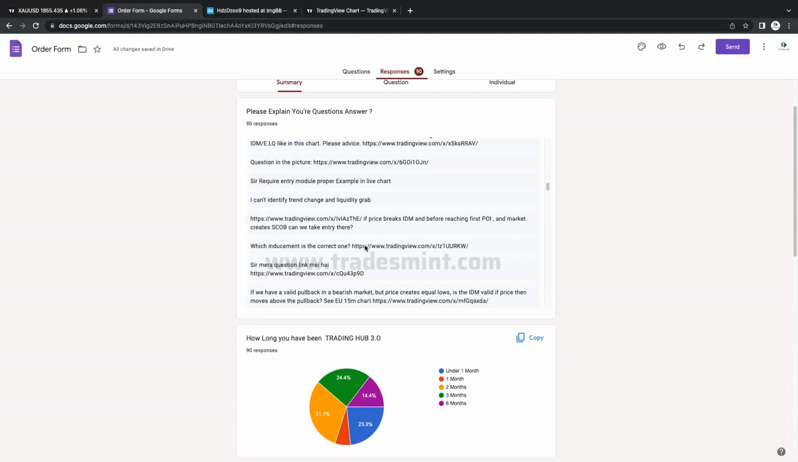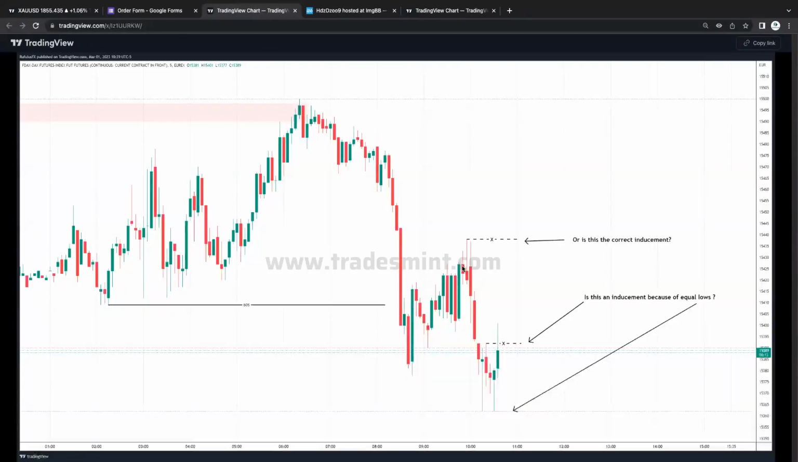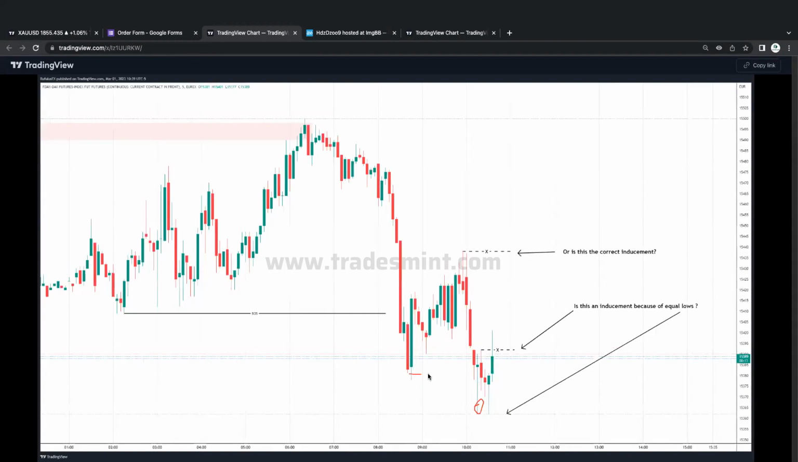Which one is the correct inducement? Let's see. So the recent one, this is the inducement, this is not the actual one. To confirm the lower low, this is the first inducement here. This one, because the low is broken here. No, sir, let me check first. No, sir, this is the inducement, not this one.